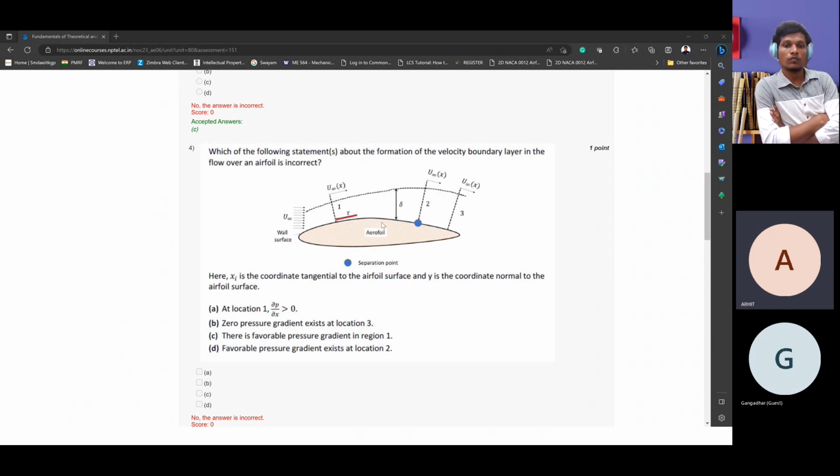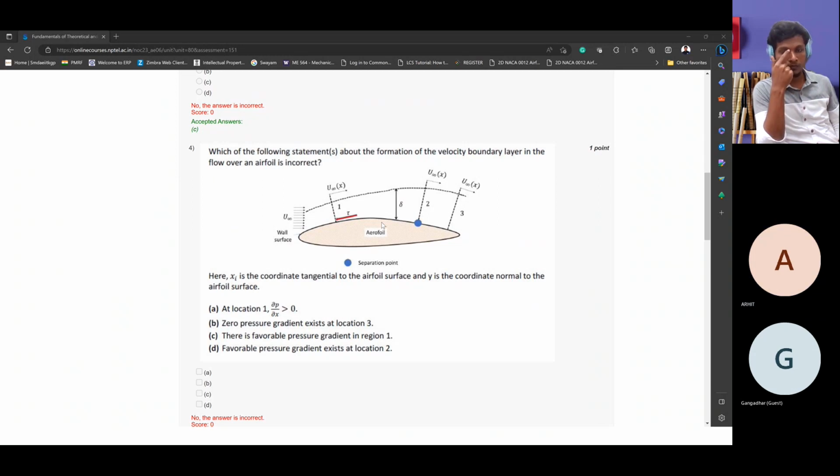Option C means separation point. Okay. Sorry, sir, not option C. Just a second. Yes, option D: favorable pressure gradient exists at location 2. Sir, favorable condition will exist only if dp/dx is less than 0. But at point 2 it is the separation point. So how can it be a favorable pressure gradient in that case?